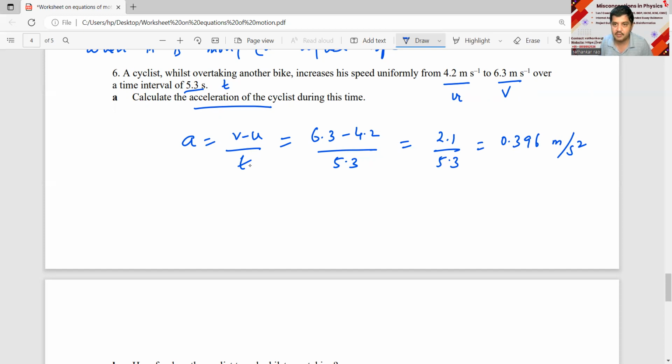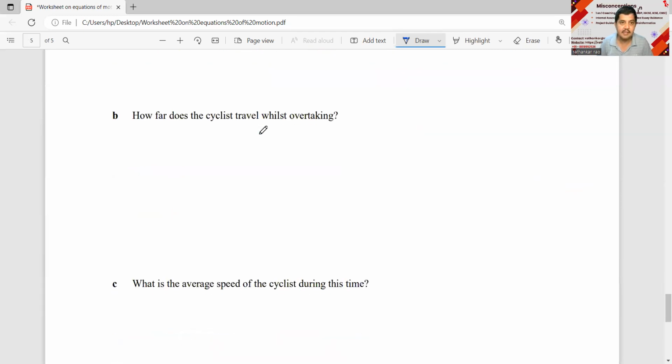So this should definitely be 0.396, which should be 0.40 over here. Remember to put the value of 0 here. If not, you'll get only one significant figure, which is incorrect. So you write the unit. If you miss a unit also, you lose the marks. And then how far does a cyclist travel while overtaking? How far does he travel? He's asking you to find out the s value.